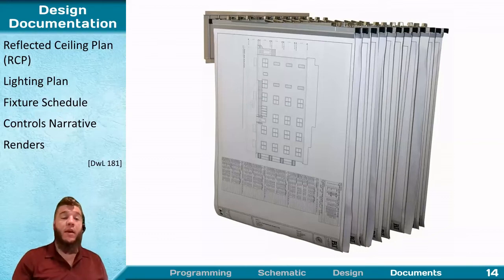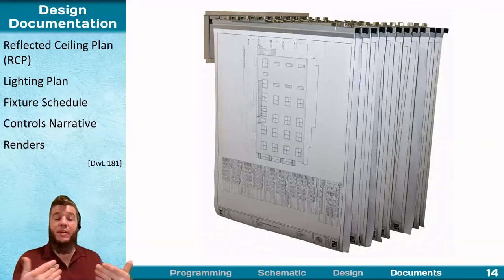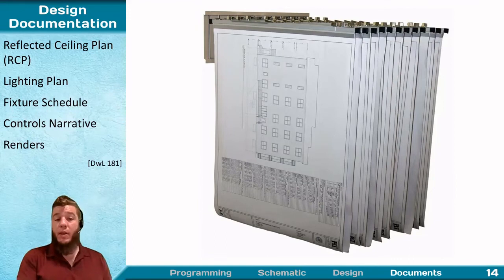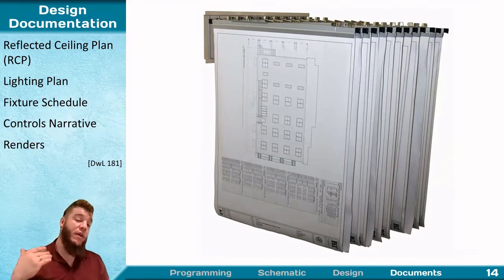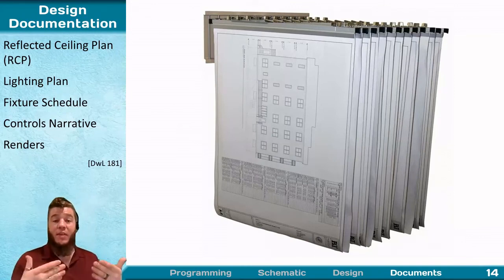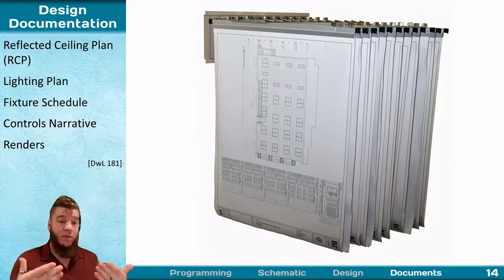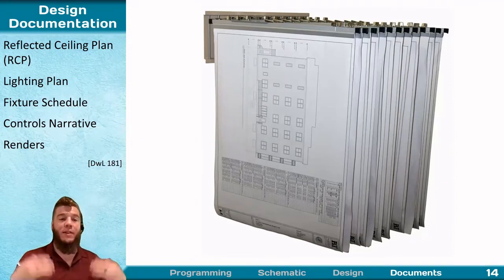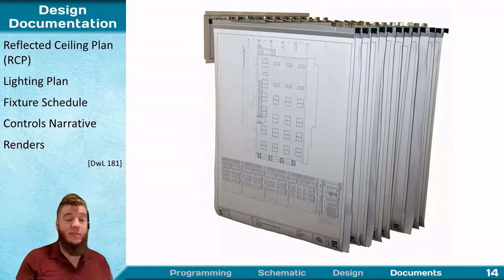a fixture schedule, which is basically a table describing all of the luminaires you're utilizing in your project, a controls narrative, another table including a narrative description that explains how the control system is laid out and how you expect it to work. And finally, renders, which is your most powerful design communication tool.